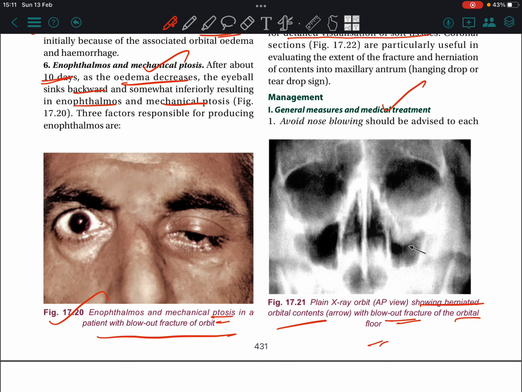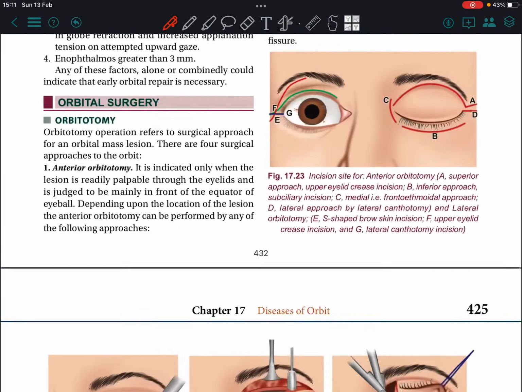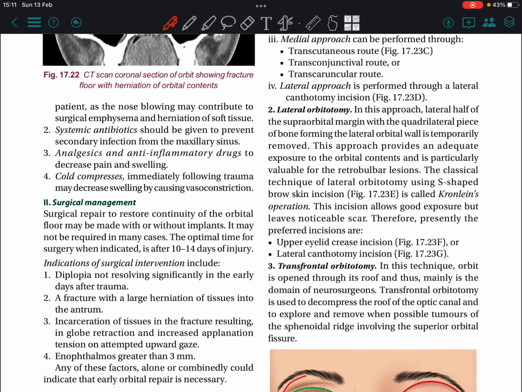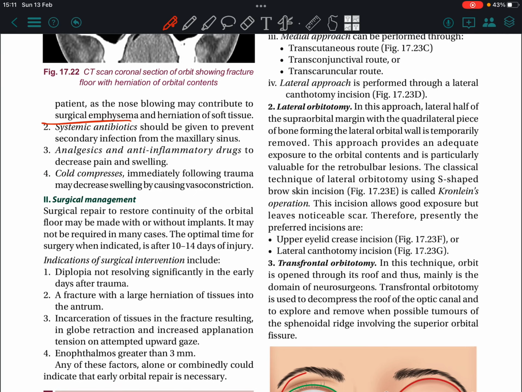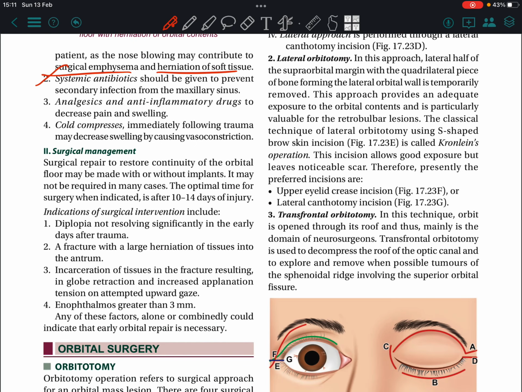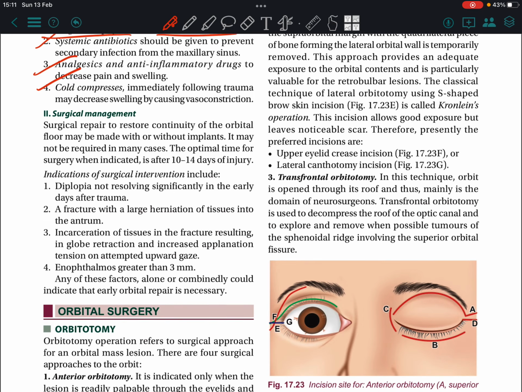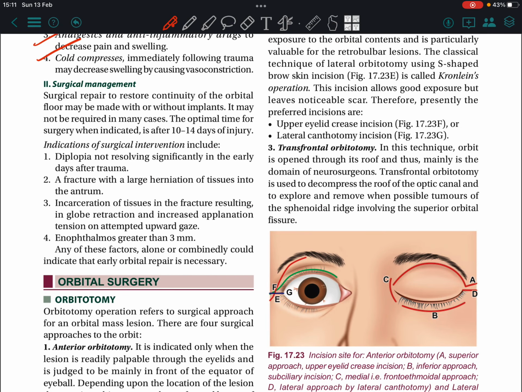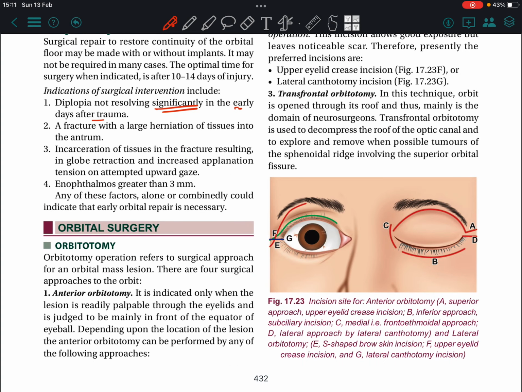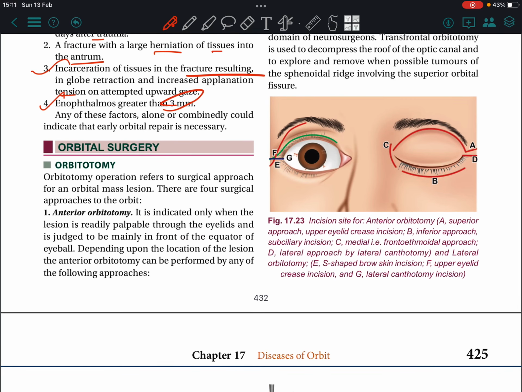Management: general measures and medical treatment. Avoid nose blowing, which should be advised to each patient, as nose blowing may contribute to surgical emphysema and herniation of soft tissue. Systemic antibiotics, analgesic and anti-inflammatory, cold compression. Surgical management: indications for surgical intervention include diplopia not resolving significantly in the early days after trauma, a fracture with large herniation of tissues into the antrum, incarceration of tissues in the fracture resulting in globe retraction, increased applanation tension, and enophthalmos greater than 3 mm.